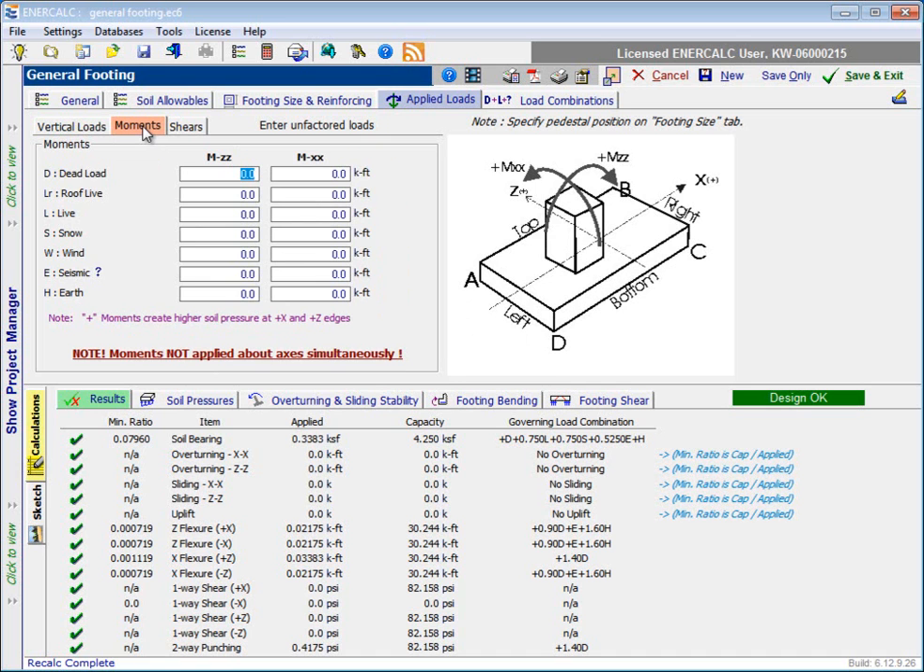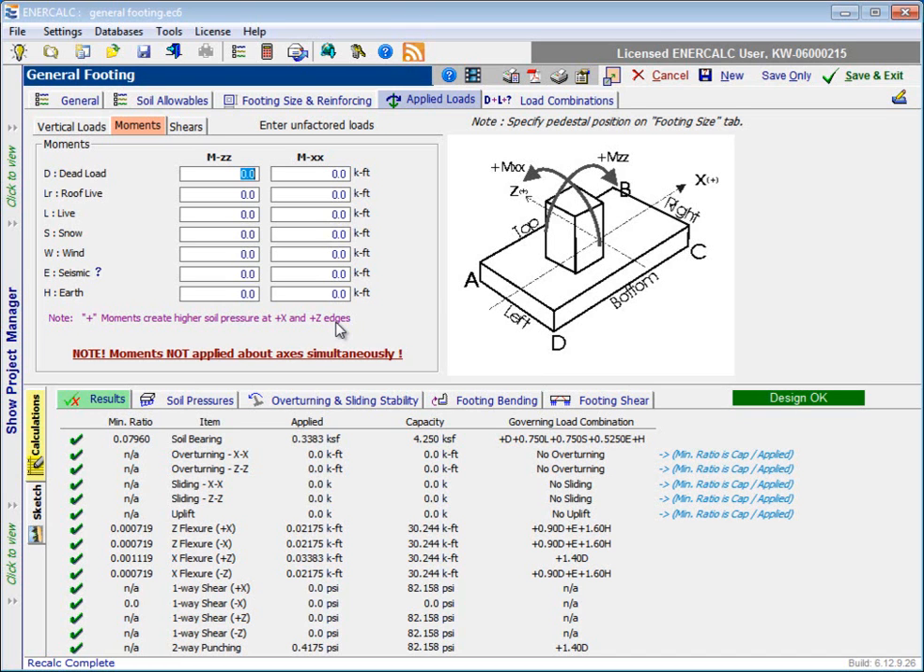I'm just going to click to the Moments tab here to show that the moment sign convention is also displayed for us both here, and it's written out in text down here. It tells us that positive moments create higher soil pressure at the positive X and or positive Z edges of the footing.